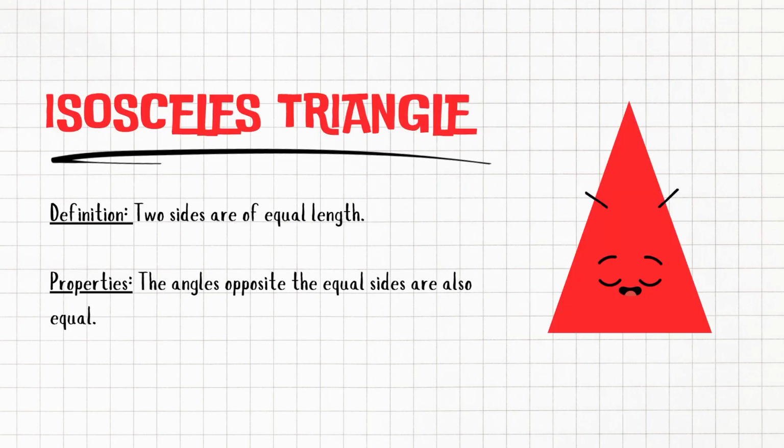Isosceles triangle definition: two sides are of equal length. Two sides there are equal length. You can take out your ruler and measure the sides. Properties: the angles opposite the equal sides are also equal. So this angle here and this angle here, they're also equal. These two sides are equal. This side here and this side there.